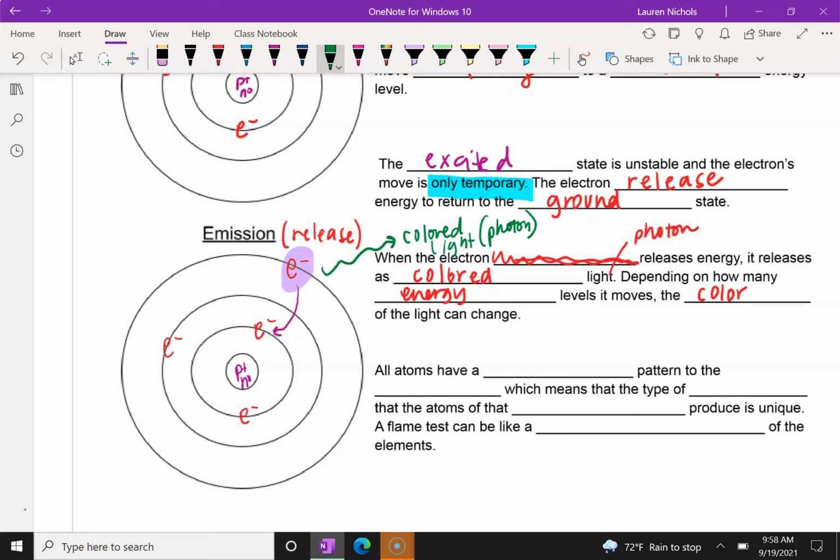Now, because all atoms have a unique pattern of electrons, right? They all have their own electron configuration. They have their own number of electrons. This means that the type of light that atoms of that element produce is unique. So hydrogen is going to produce a different color light than lithium and sodium and copper. They all produce different ones. And so a flame test can be used like a fingerprint of the elements. It can help you identify different things.